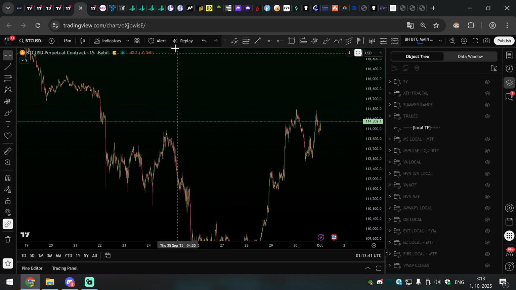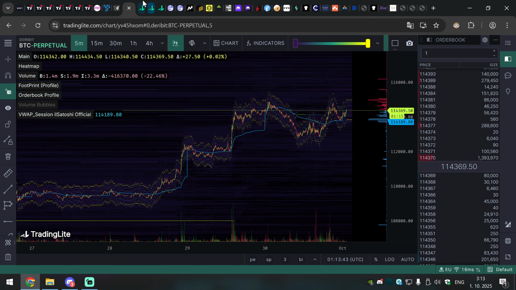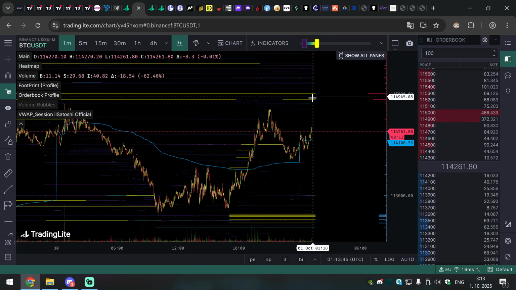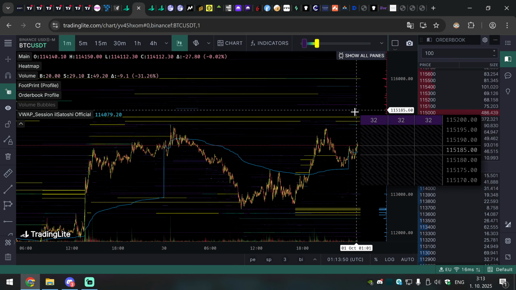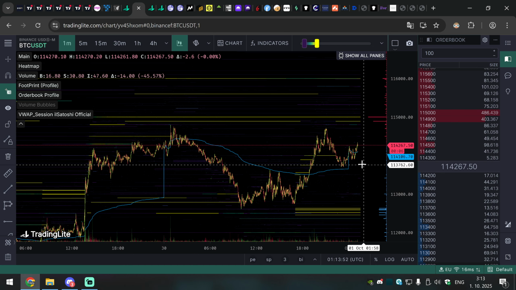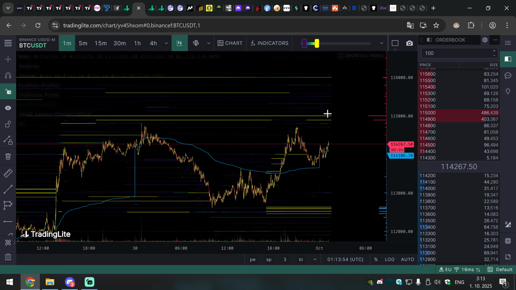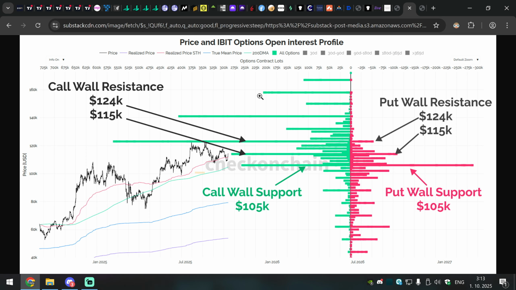Possibly, I'm watching 115,000 again for the retest today. I just want to show you that in order flow, but we see there is nice interest there. We have two equal highs now, so the option barrier might help us get another reaction. So that's what I'm watching.